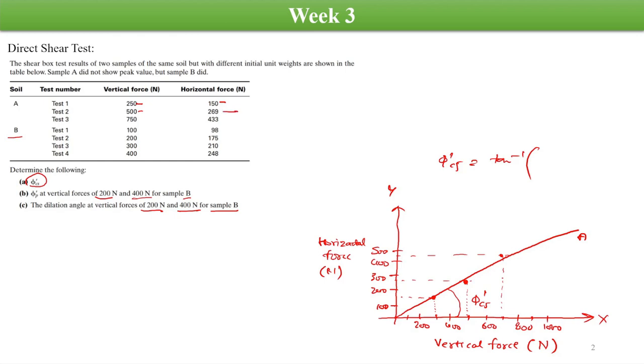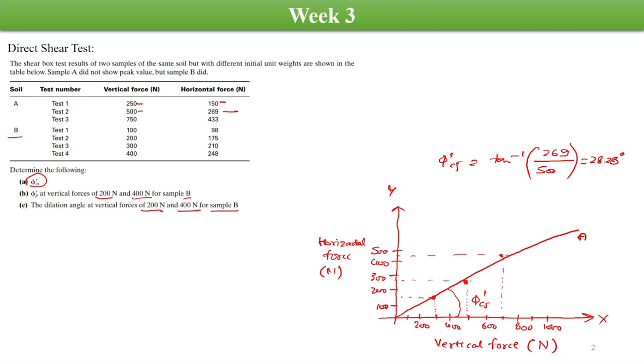So that will be tan inverse, the value of horizontal force, that's going to be 269, and the value of the vertical force, that's going to be 500. So what if we solve these values? That will give us tan inverse 269 divided by 500. That's going to give you around 28.28 degrees. Fine. So now we can repeat the same practice for sample soil B.